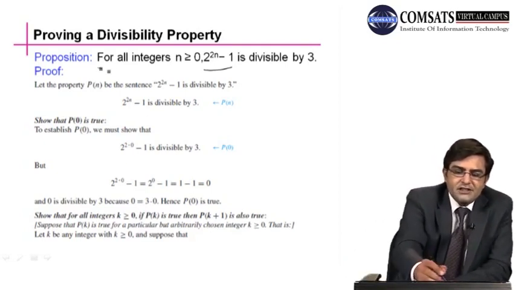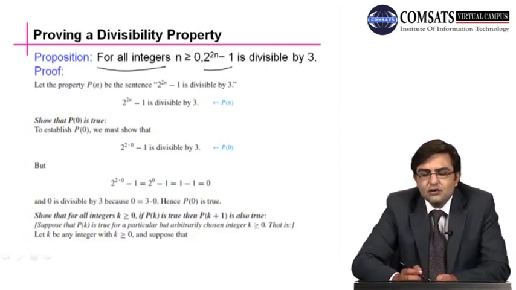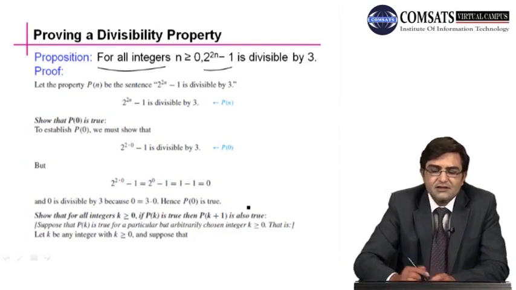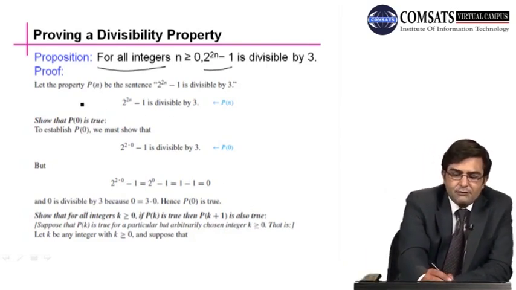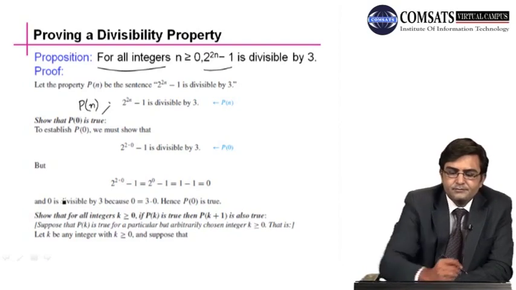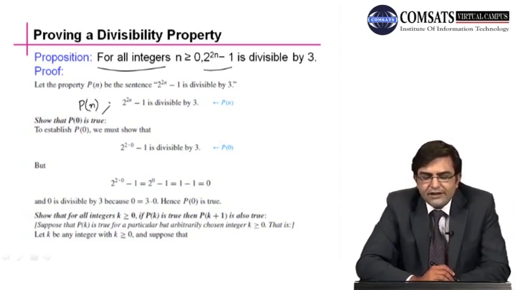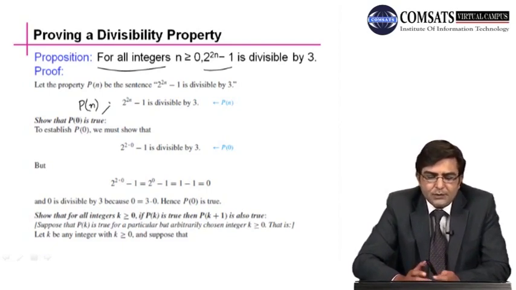So for all integers n greater than or equal to 0, 2 power 2n minus 1 is divisible by 3. This is basically our P of n. P of n is: 2 power 2n minus 1 is divisible by 3. To prove this property by using mathematical induction, we have to prove the two conditions of mathematical induction. The first is to show that P of 0 is true.